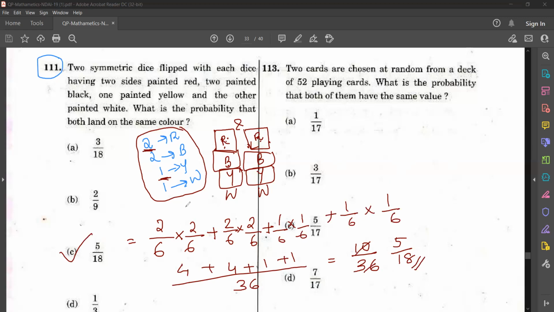Understood? So when 'and' comes, you put a multiplication. When 'or' comes, you put a plus. So red and red you need, plus black and black, or yellow and yellow, or white and white. It goes like that. Okay, so the answer is 5 by 18. Option C is the correct answer. Now let's go to the next question.